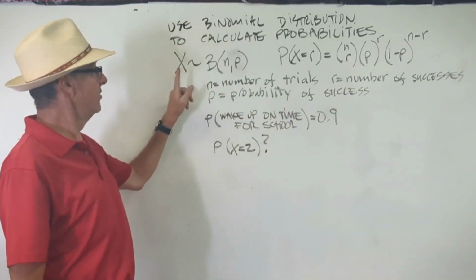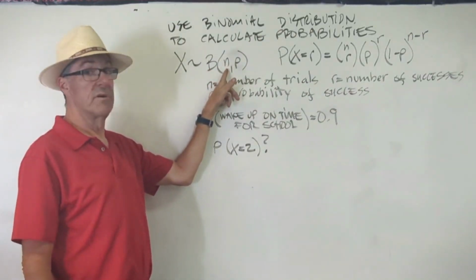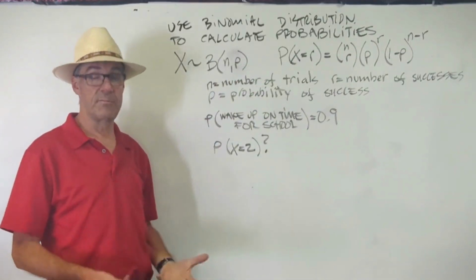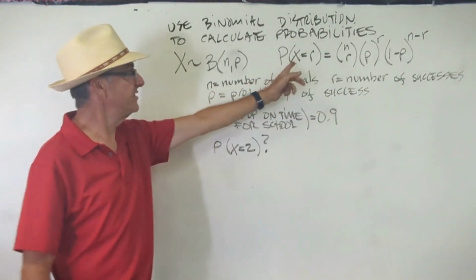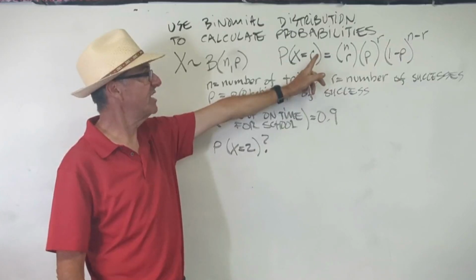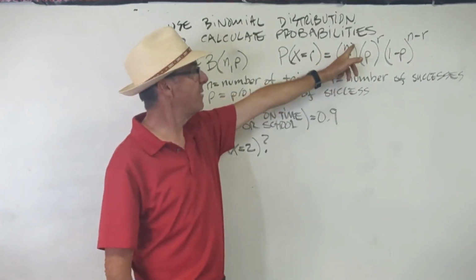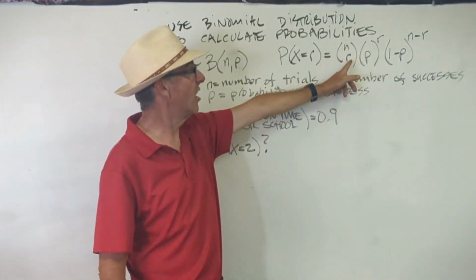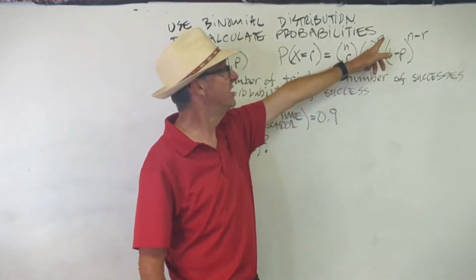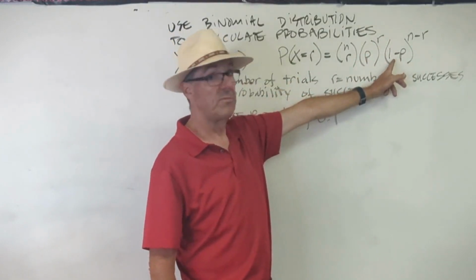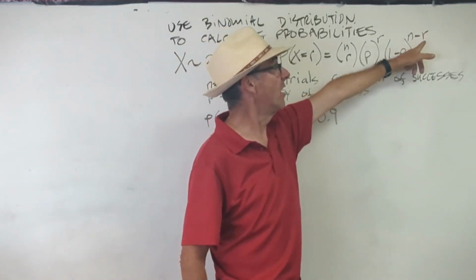Here's our notation. Random variable X, B for binomial, n is the number of trials, and little p is the probability of a success. We have the formula over here. This is random variable X equals r, so that's the number of successes in our experiment. We find that by doing the combinatorial of n over r. Then we raise the probability of success to the r power, and then we raise the probability of failure, which is 1 minus the probability of success, to the n minus r power.